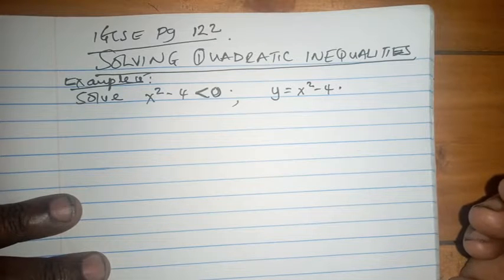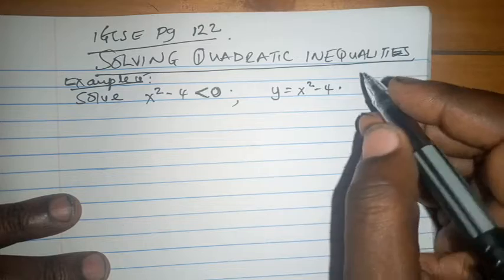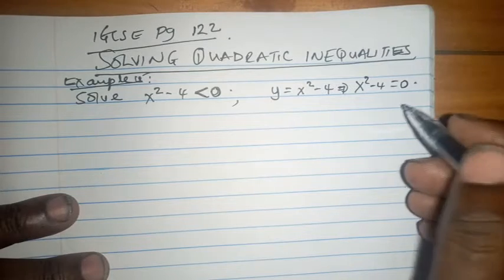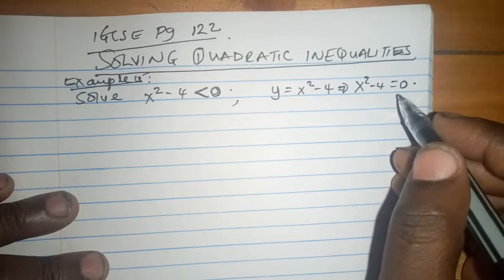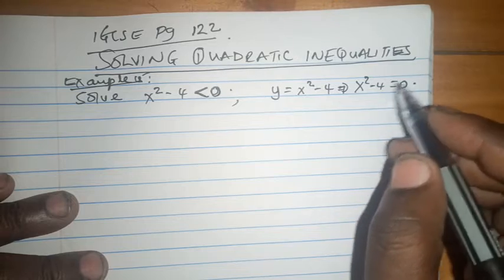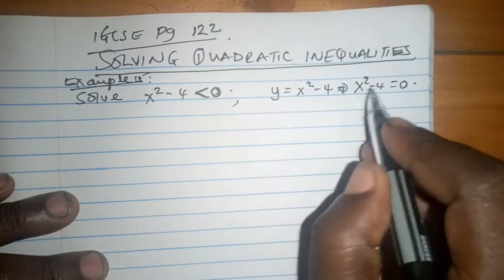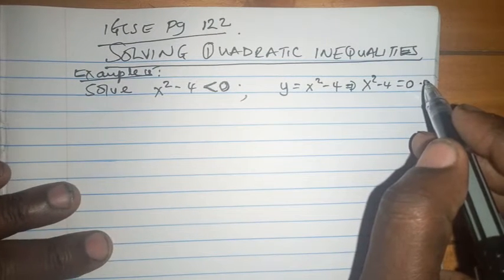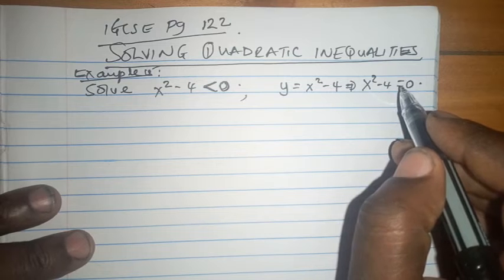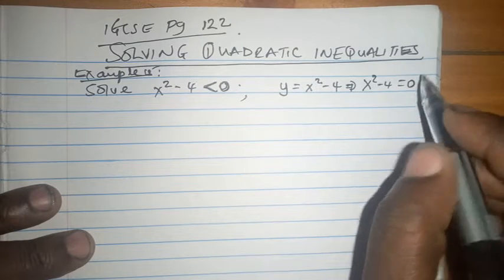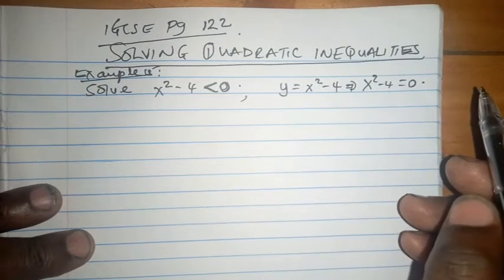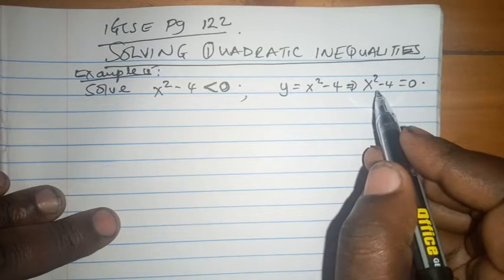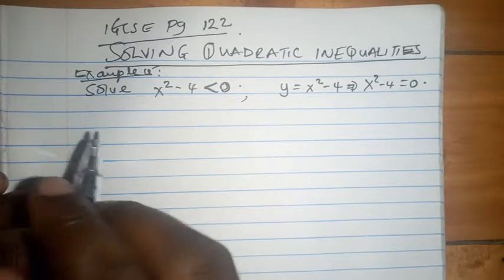When y is equals to x squared minus 4, you can extend this to x squared minus 4 is equals to 0, so that you can get the critical values and solve it as a quadratic equation. When y is 0, then x squared minus 4 is going to be 0, and that is where this graph possibly intersects the x-axis, because the x-axis is y is equals to 0. We call those the critical values or the solutions of this particular quadratic inequality.